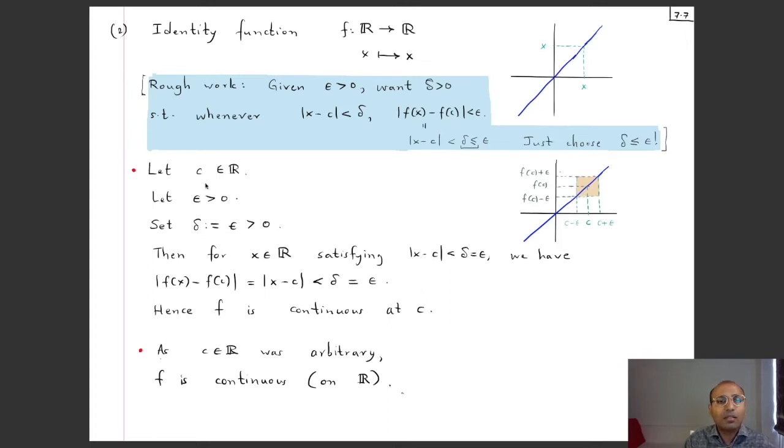And also this choice of c in R, we didn't say anything about it. It could have been anything, and we can repeat this proof. So in fact the function is continuous at each and every c in R, and so the function is continuous on the whole of R. So far we have seen two very simple examples of continuous functions, the constant function and the identity function.